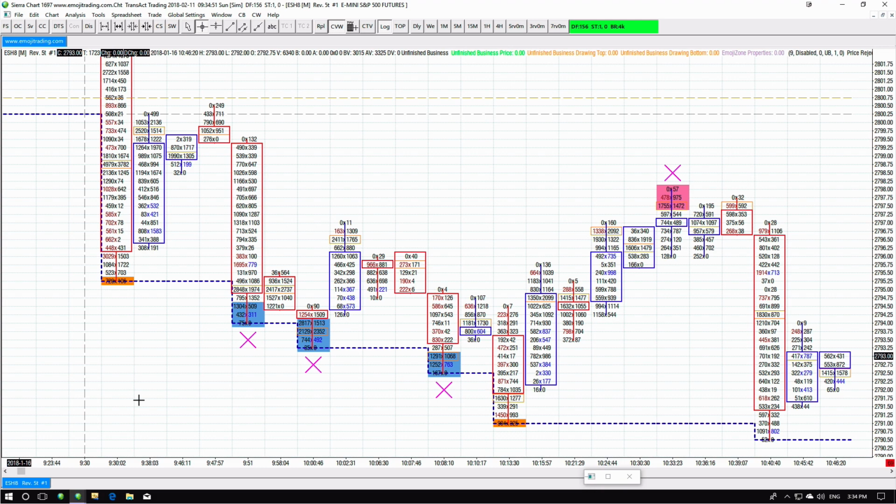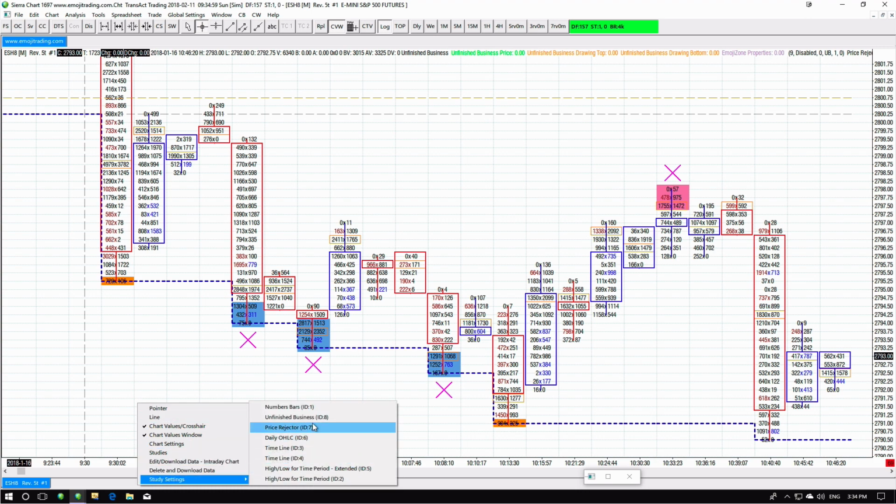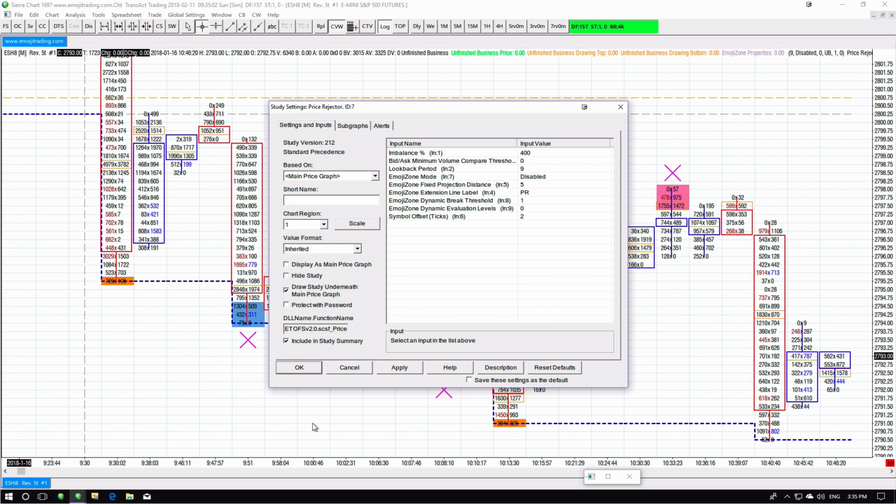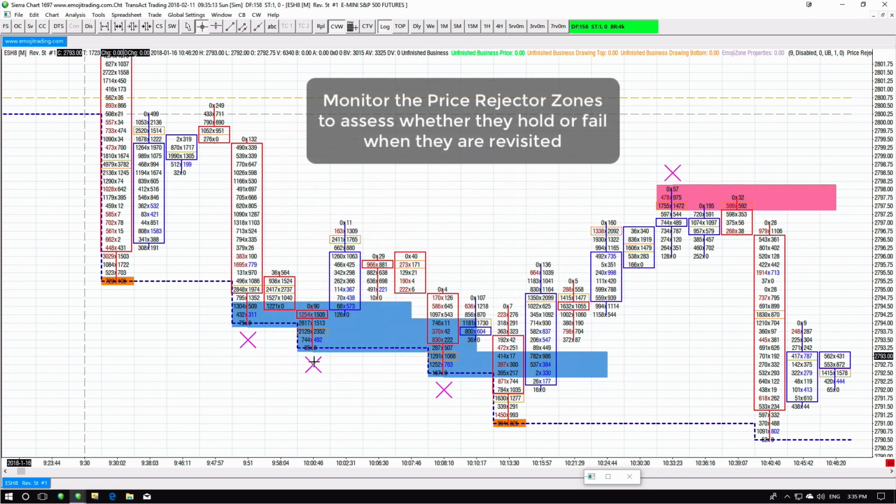As you can see, on this chart with price rejector and unfinished business, we can use emoji indicators to identify these price levels. Our order flow suite has always been able to extend a zone forward from price levels over a fixed number of bars. This is useful to let you highlight the price level to watch its behaviour when price returns there. On price rejector, for example, we're interested to see whether a zone fails when it's revisited or whether it holds. If it holds, it can be a good sign of a reversal.